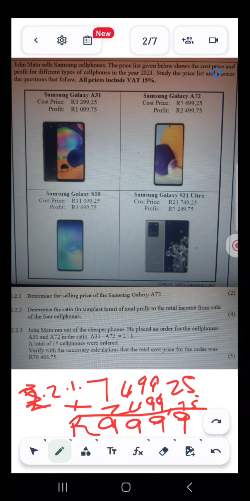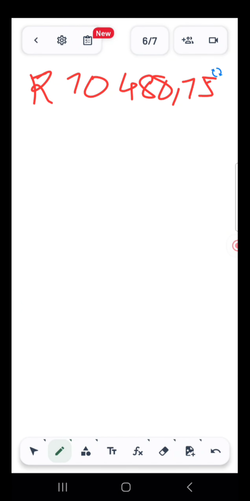Now let's go back to the question, see if we answered the question. The question said, given this information, verify with the necessary calculation that the total cost price for the order was 70,488 rand and 75 cents. We've made that verification. You see, it was 5 marks. So we took the ratio, broke down the phones according to the ratio, and calculated. I hope you understand, grade level, how we got to the answer, right?